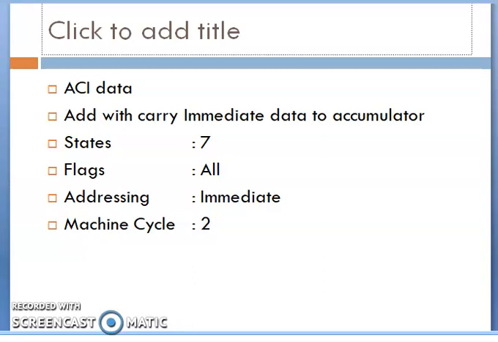ADI, I means immediate. The data is specified in the instruction itself. ACI data: add with carry the data and the accumulator. The result will be there in the accumulator. This is A equal to A plus the given data plus CY, carry. The number of bytes required for this instruction is 2 and the number of machine cycles is 2 and states 7.